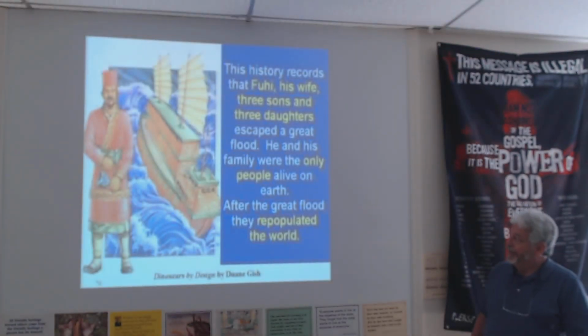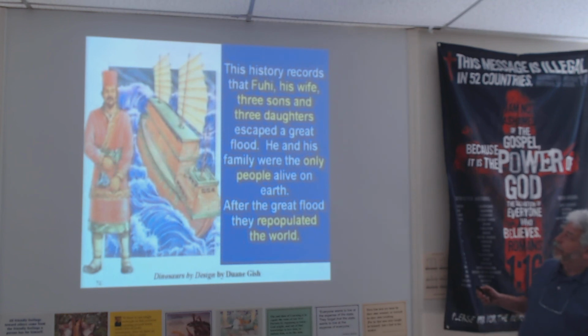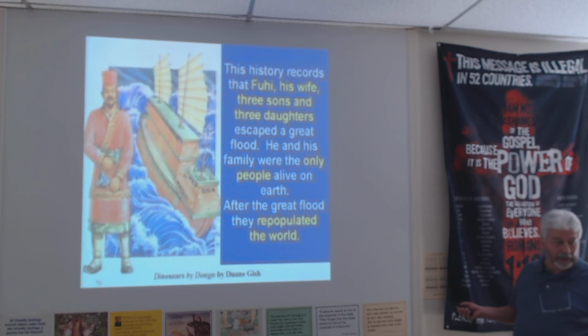This is in Asia. I can't remember where exactly. Fu'u, his wife, 3 sons, and 3 daughters escaped a great flood. He and his family were the only people alive on earth. After the great flood, they repopulated the world. All right, you've got 3 daughters instead of 3 wives of his sons, but that could be a translation problem too. But is that essentially accurate? I mean, that pretty much tells what happened. The name's different, but it's a different language.